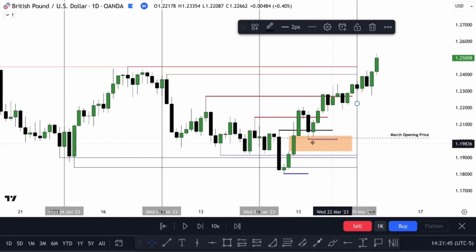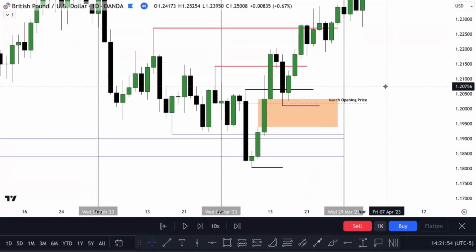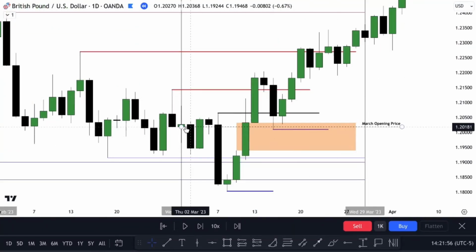Look at the sensitivity as well. Look at how it runs right back to March's opening price, right below it, hits it. It's a sensitive price point. It's an old price point, but it's still significant to the price in nature. Look at how it runs right to the opening price of the month, hits it. Another buying opportunity. It's a cheap opportunity to buy, and it runs higher.